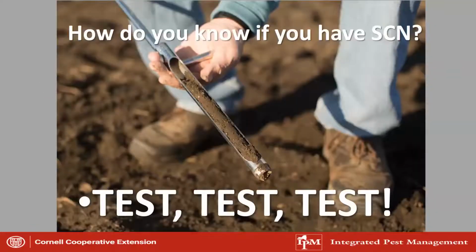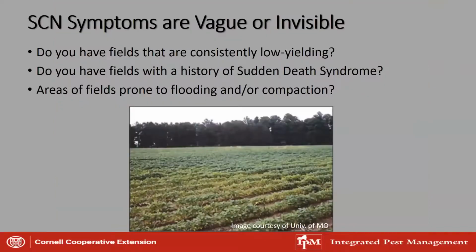So how do you know if you have soybean cyst nematode? Well, testing is critical. The above ground symptoms can oftentimes be very vague or entirely absent. So if you see this field here, if you were doing a drive-by on that, soybean cyst nematode might not be the first thing that pops into your head, right? You might think, oh, that's a nitrogen problem, or some other nutrient deficiency, or it might be a wet spot in the field, but that's actually soybean cyst nematode.